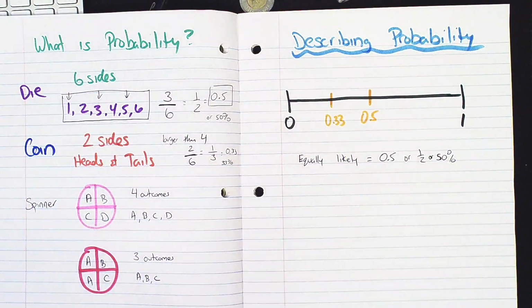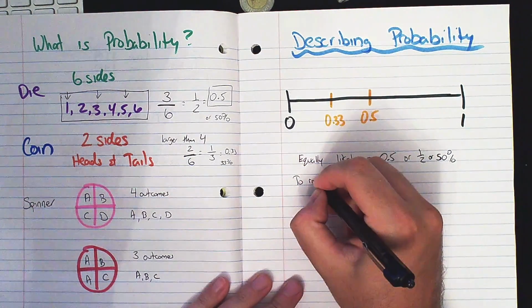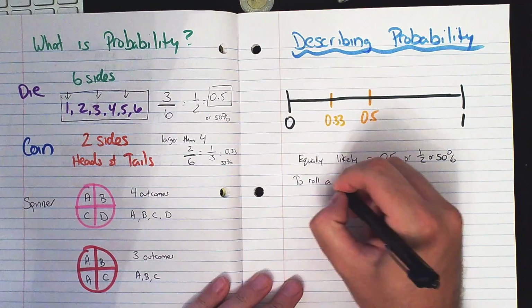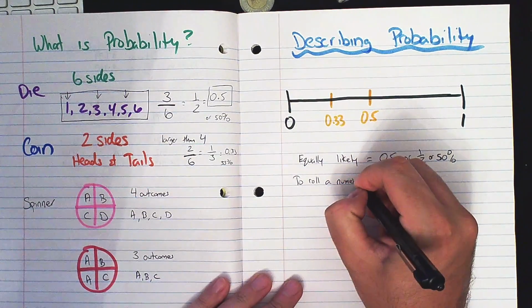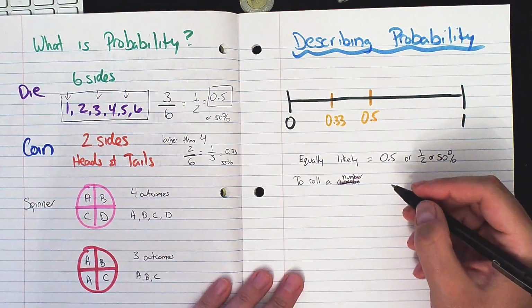Okay? And what we would say is that to roll a number, oops, I'm spelling wrong. It's been out of school for so long.